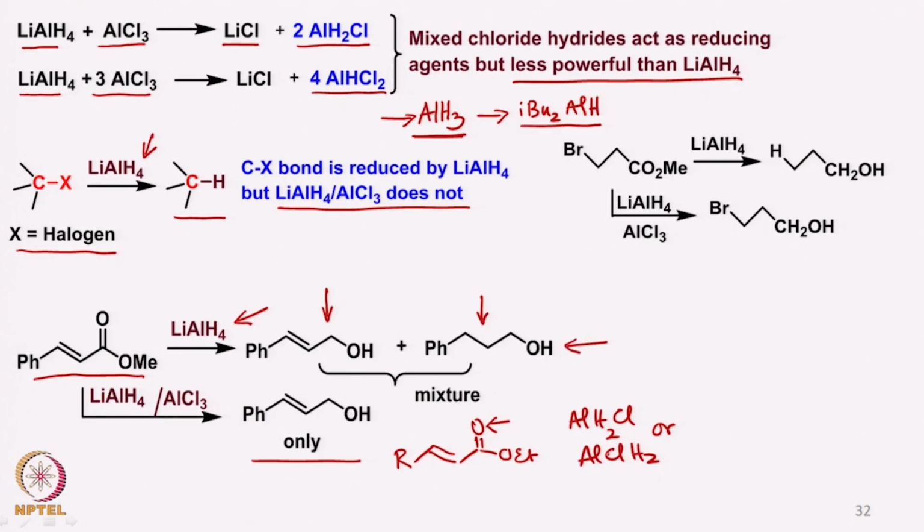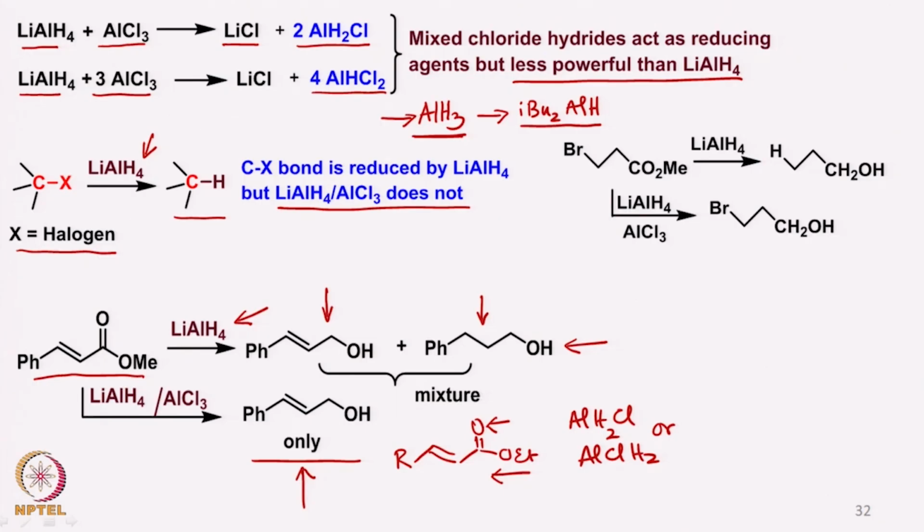So, therefore, it is the electrophilic nature of the trivalent, less reactive aluminum species such as this AlH2Cl or AlClH2, which allows mild reduction to take place only of the ester moiety to the corresponding alcohol. Therefore, this forms as the only product.